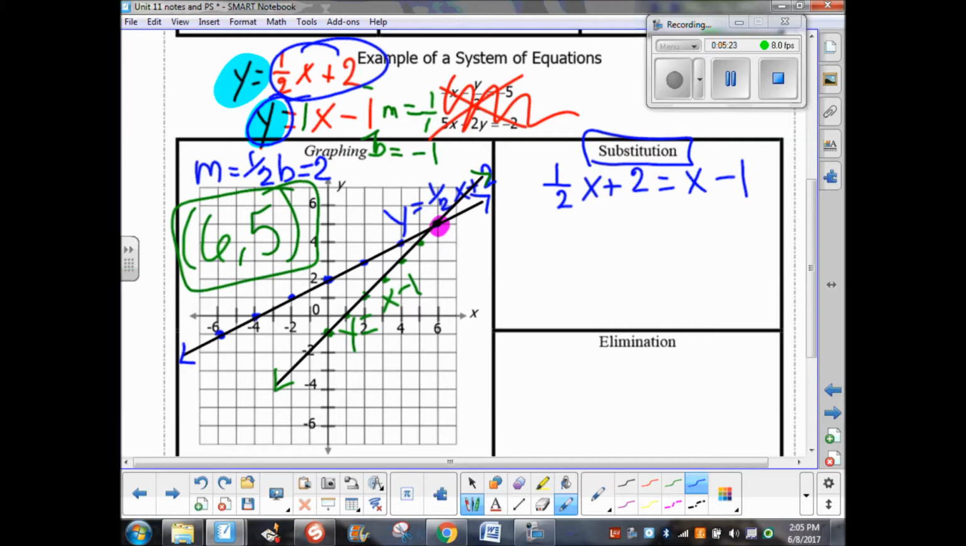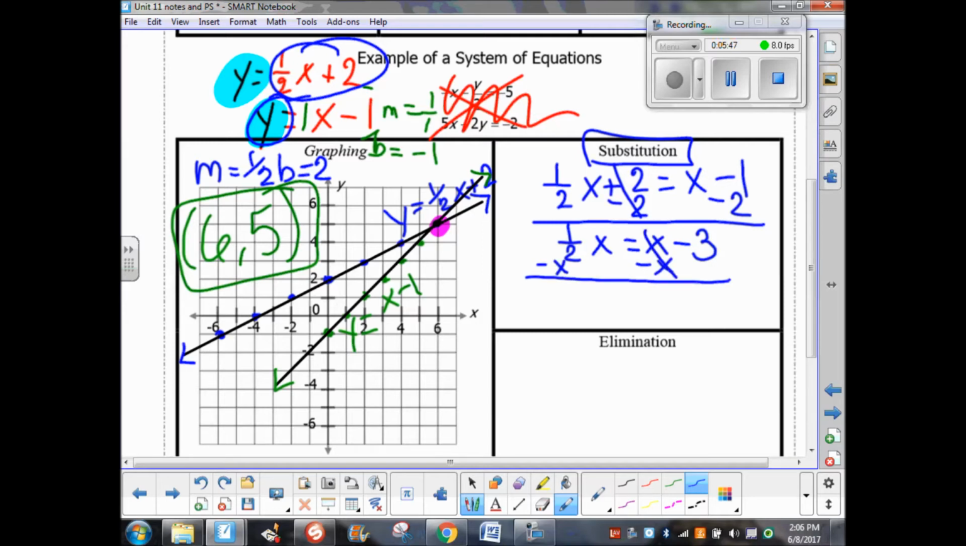What should I do first? What do you want to do? Okay, we can subtract 2. A couple different steps you could do that's still going to get us to the same point. 1/2 x equals x minus 3. So if I did that, now I got to do what with the x? I got to subtract the x, subtract the 1x. So I get negative 1/2 x equals negative 3.